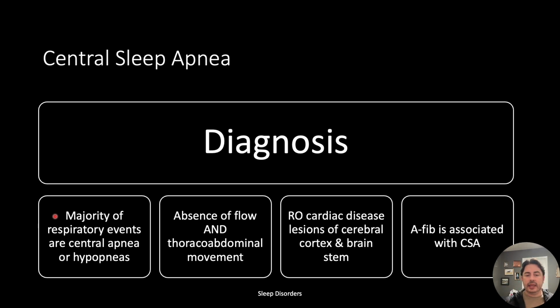But when we look at the thoracoabdominal movement, there is no thoracoabdominal movement. So you don't get any movement of the chest or the abdomen trying to bring volume in, creating basically no ventilation that's taking place at all. With obstructive, you do have the movement of the chest and the abdomen. There's simply something that is blocking or obstructing the airflow from getting into the lungs. When it comes to central sleep apnea, we have to rule out any cardiac disease, lesions in the cerebral cortex, or any impairments to the brainstem.